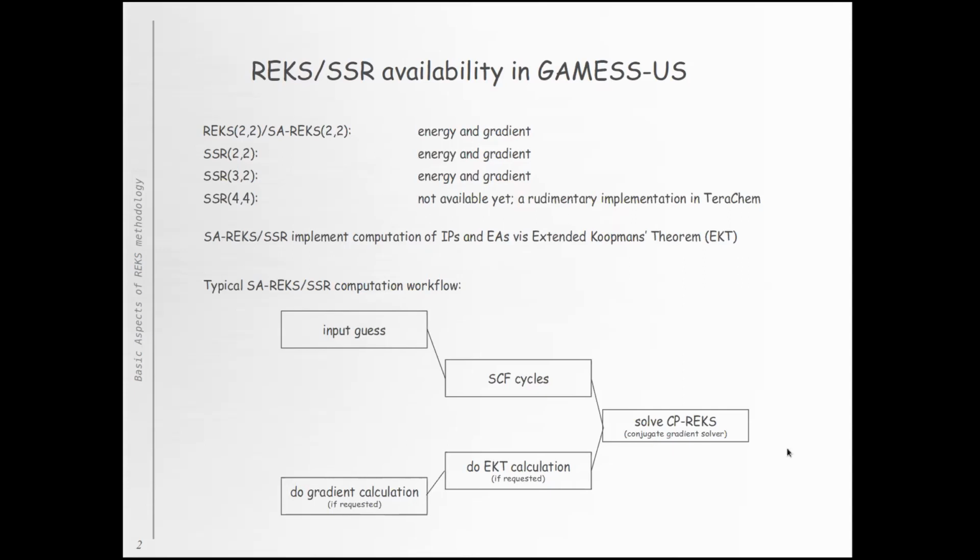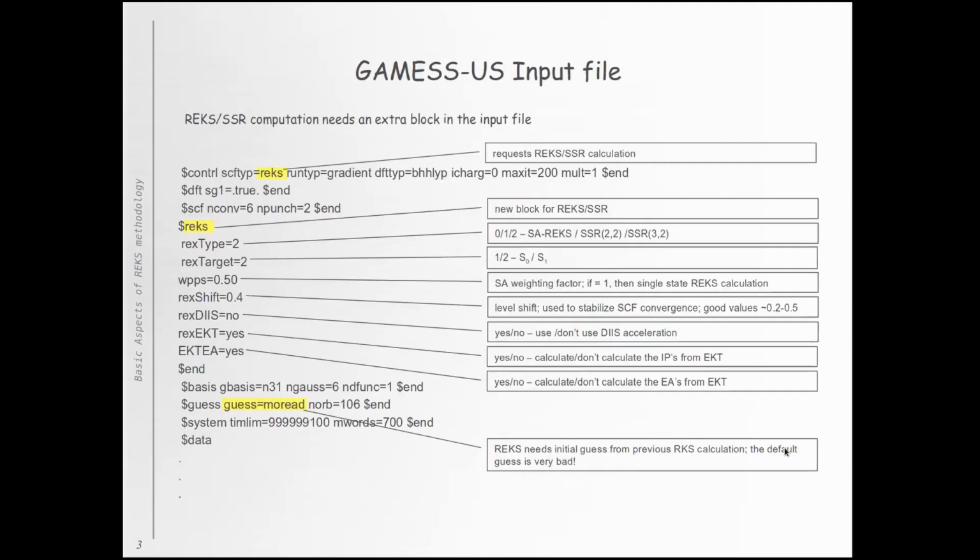Now, the input file for GAMESS. If you are familiar with the program, you can easily recognize the new keywords. I highlighted them in yellow. The new keyword is SCFTYP=REKS. That will request REKS type calculations. The other keywords in the control section are exactly the same as in the usual GAMESS.